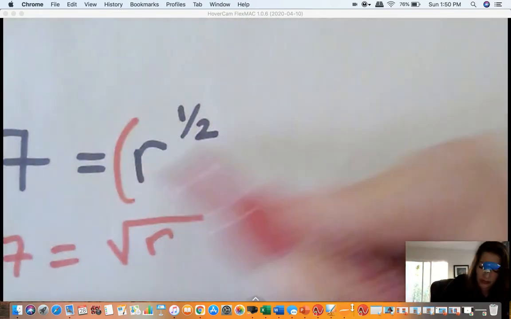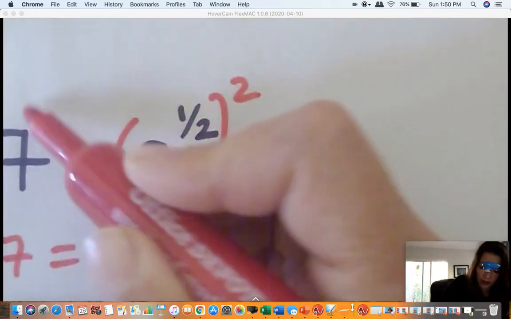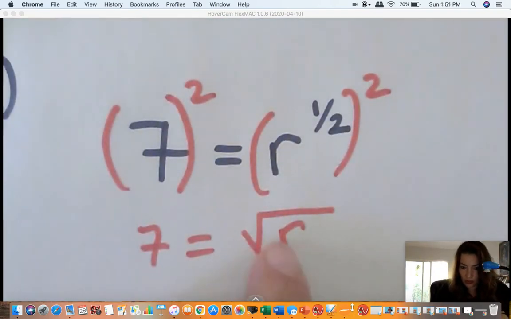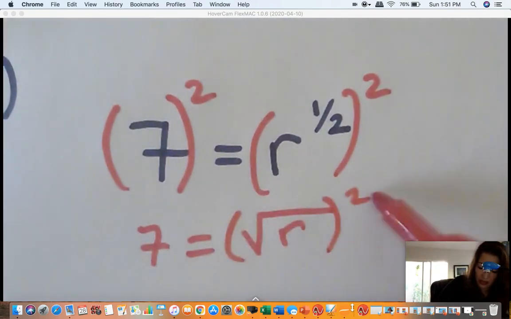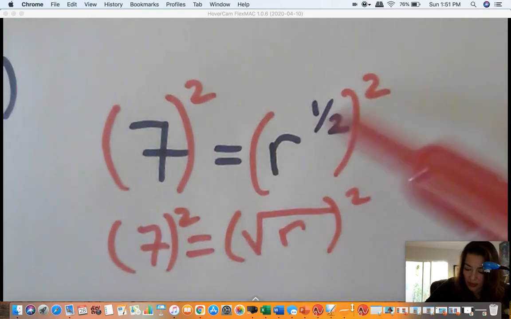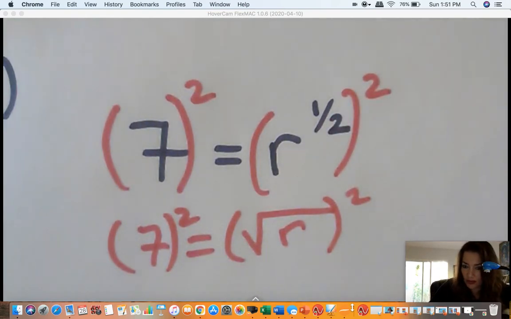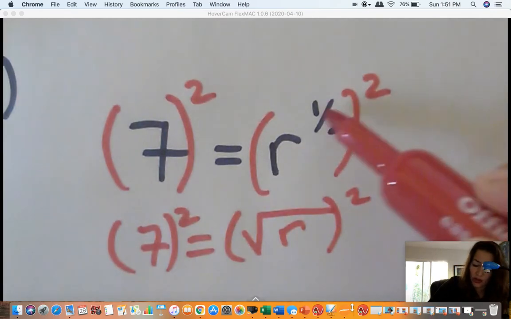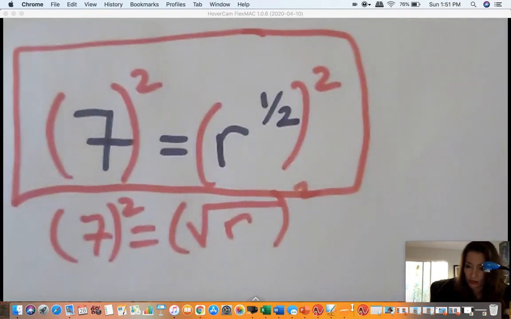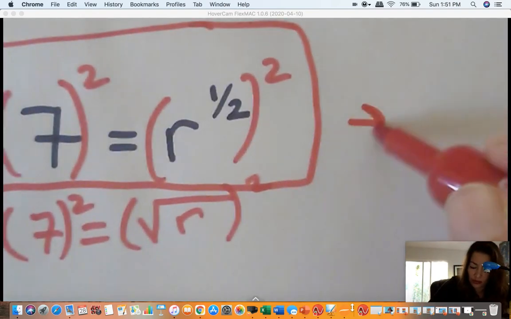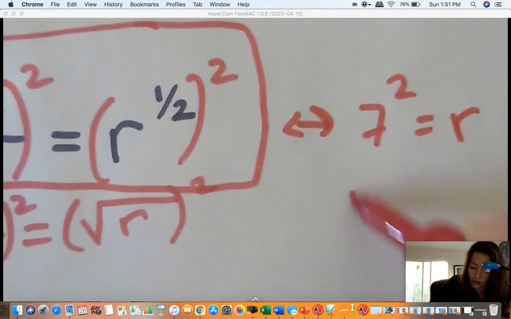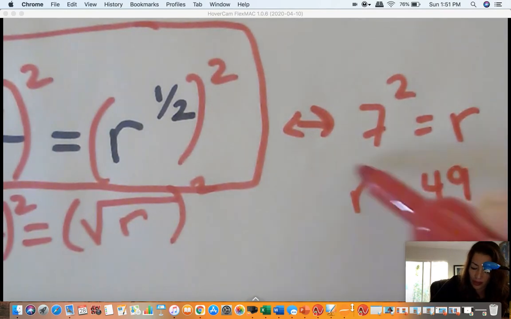So if I squared this, then I will square the left side as well. So you can see how the opposite of square rooting is squaring. This would be the same thing as doing it this way. I find it clearer to see when it's in fractions. You can see that 2 times 1/2 is 1. This is why this cancels out. So to continue with the above one right here, 2 times 1/2 is just 2/2, which is 1. So we are left with 7 squared is equal to r. And so therefore r equals 49.